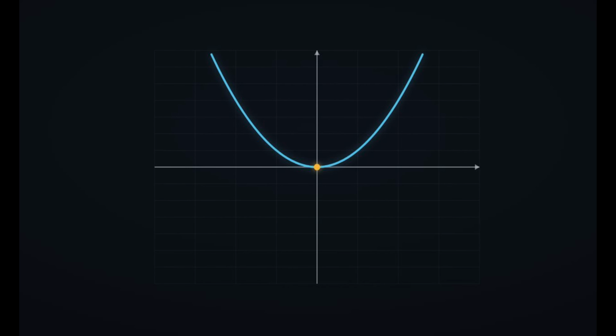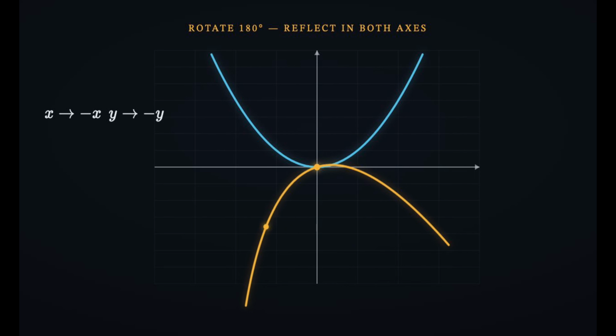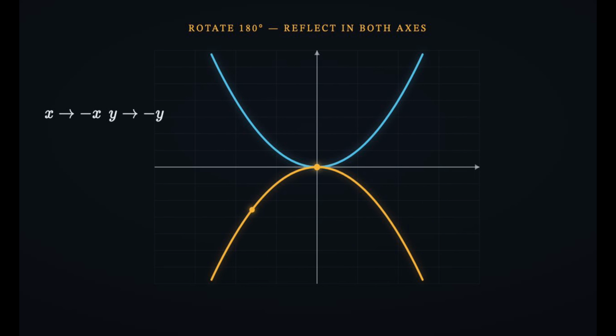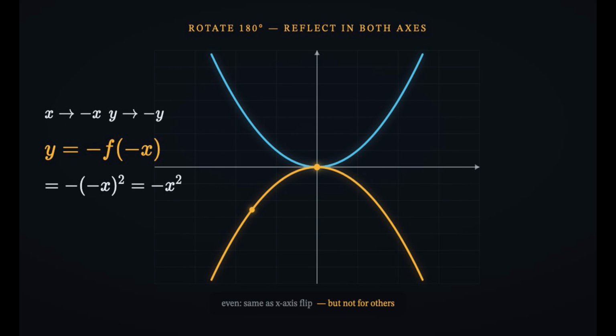The third one is a rotation by 180 degrees about the origin. This is reflecting in both axes at once, so you replace x with minus x and y with minus y. The minus on y is usually moved across to isolate y, so it often looks like y equals negative f of negative x. For y equals x squared, this gives y equals minus x squared. Notice that for an even function, a 180 degree rotation looks exactly the same as an x-axis reflection, but for other functions it won't, so it's worth keeping separate.